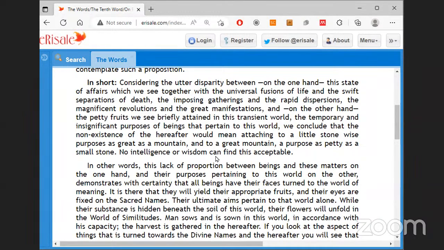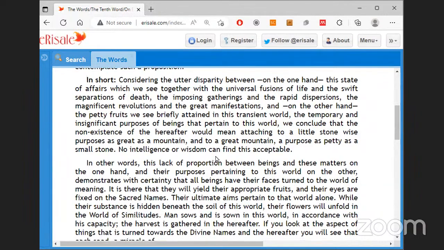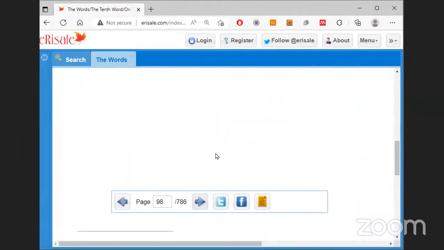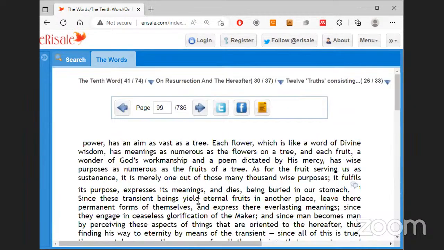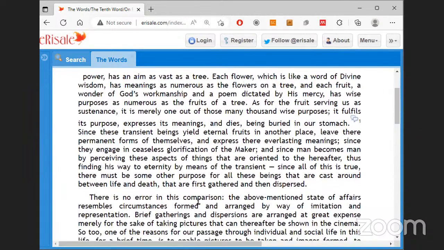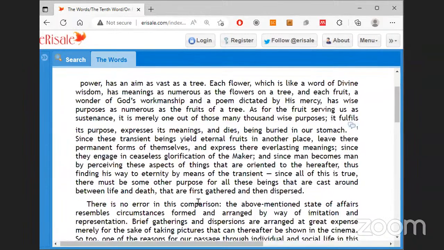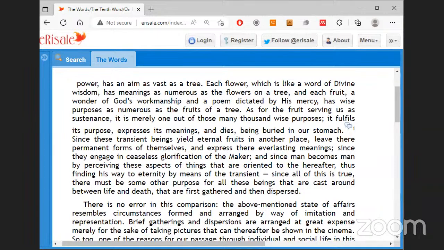If you look at the aspect of things that is turned towards the divine names and the hereafter, you will see that each seed, a miracle of power, has an aim as vast as a tree. Each flower, which is like a word of divine wisdom, has meanings as numerous as the flowers on a tree. And each fruit, a wonder of God's workmanship, and a poem dictated by his mercy, has wise purposes as numerous as the fruits of a tree. As for the fruit serving us as a sustenance, it is merely one out of the many thousand wise purposes. It fulfills its purpose, expresses its meanings, and dies, being buried in our stomach.